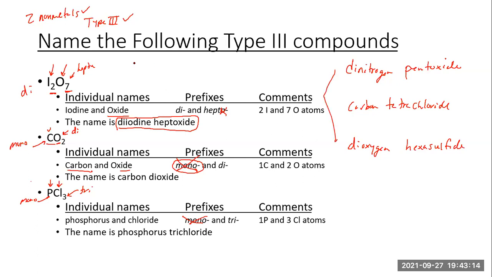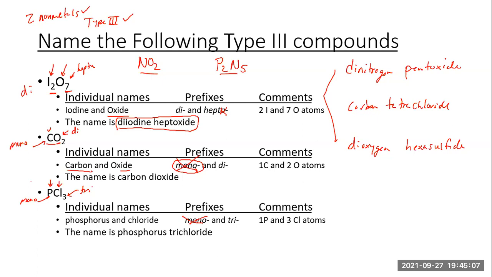And then let's do NO2. Let's do P2N5. So give the name for these guys I just made up and give the formulas for those guys on the right. So take a minute or two, see what you come up with.